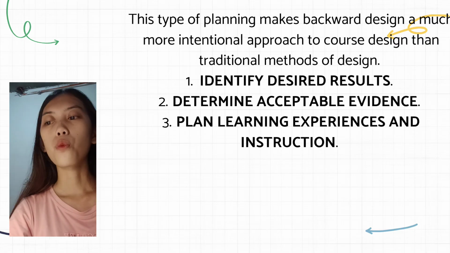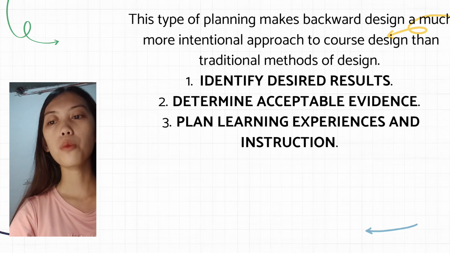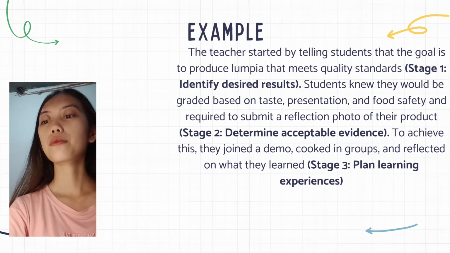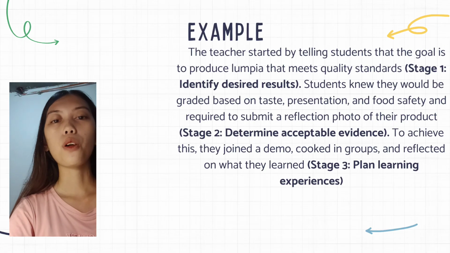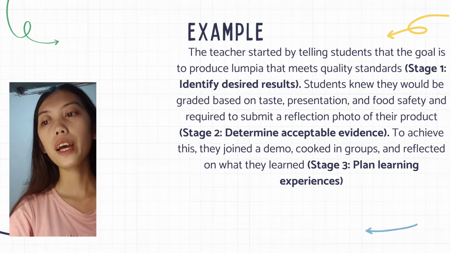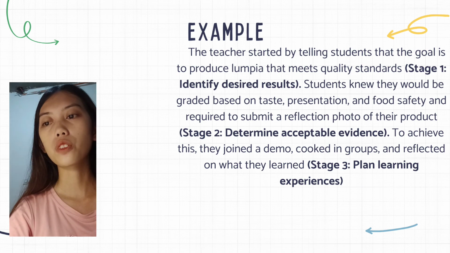So, 1. Identify desired result. 2. Determine acceptable evidence. And number 3. Plan learning experiences and instruction. The example of this, the teacher started by telling students that the goal is to produce lumpia that meets quality standards. So that is stage 1, identify desired result.